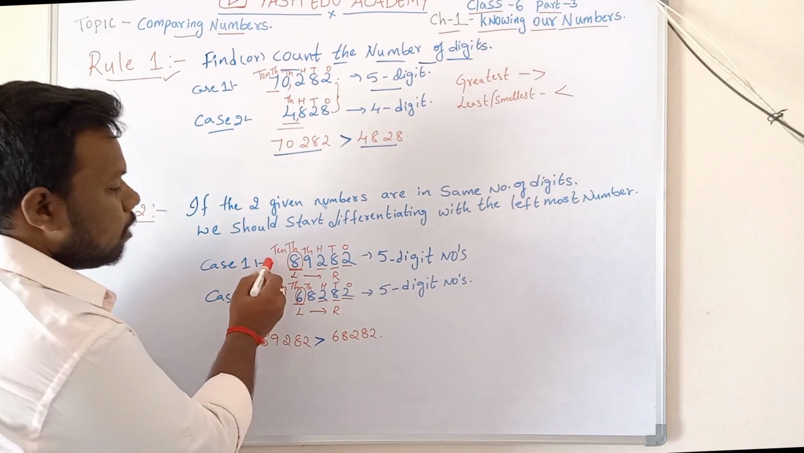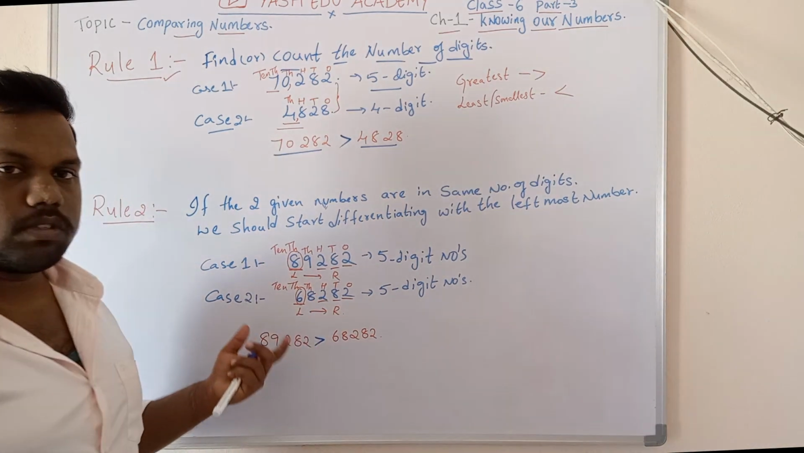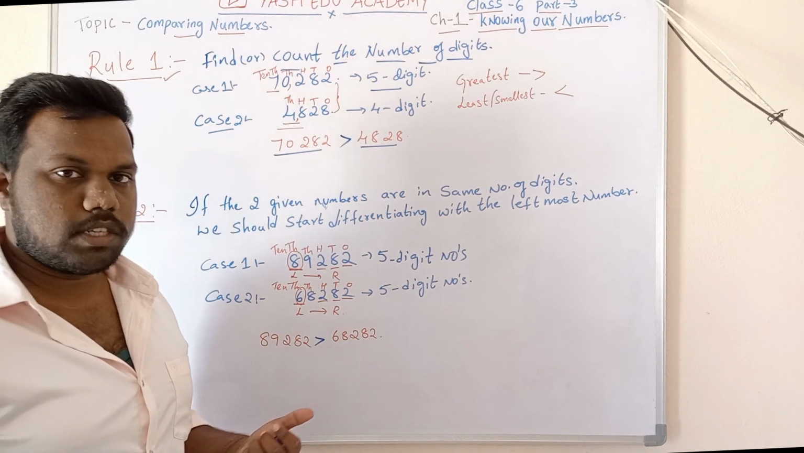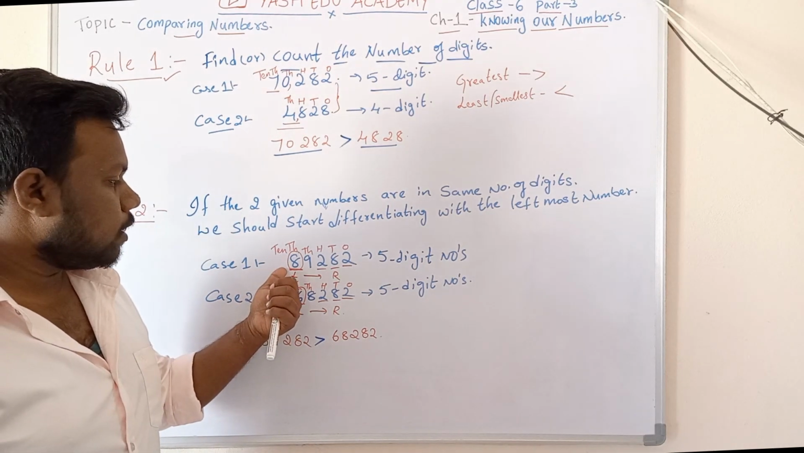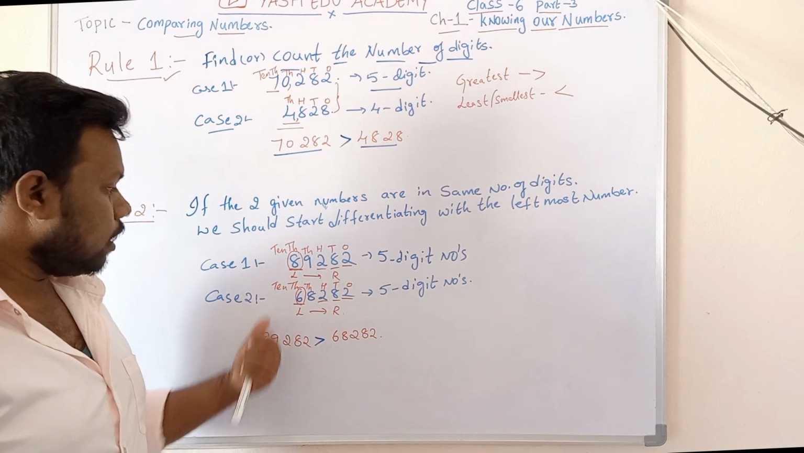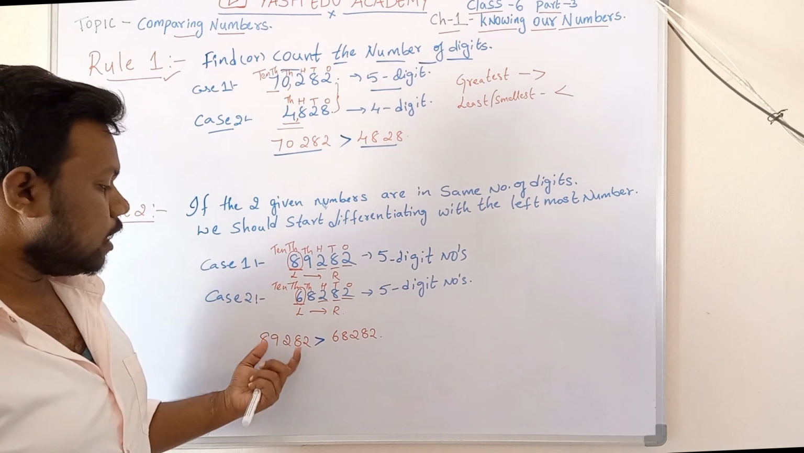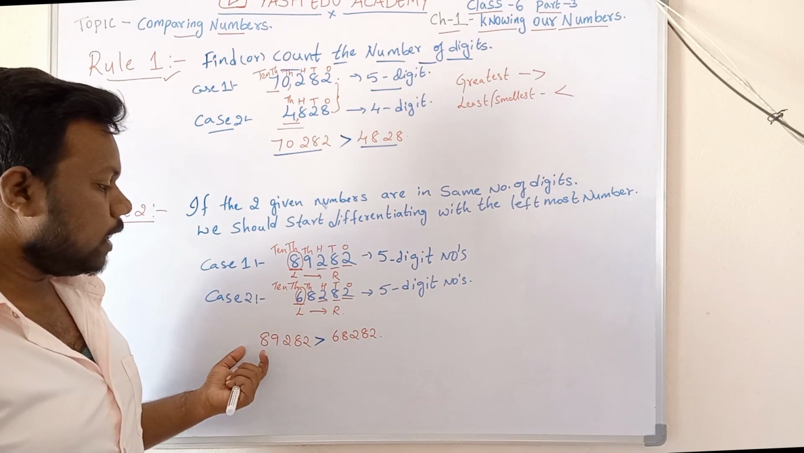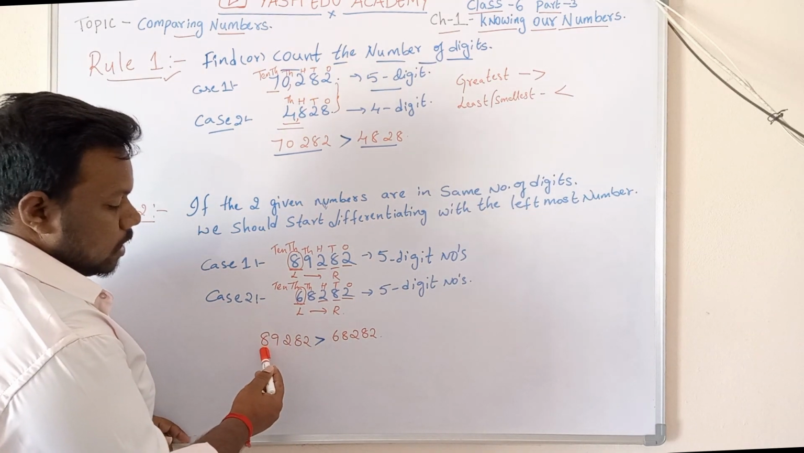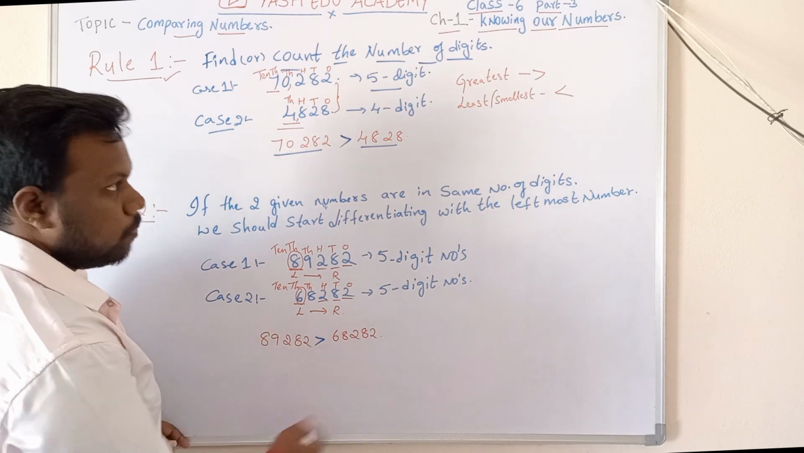So both the numbers have place values of 10,000 and 10,000 in case 1 and case 2. But when we are trying to differentiate, the 10,000 place value has different numbers. That is, in case 1 we have 8, in case 2 we have 6. So 8 is greater than 6, no? So we can directly write it as case 1 is greater than case 2.